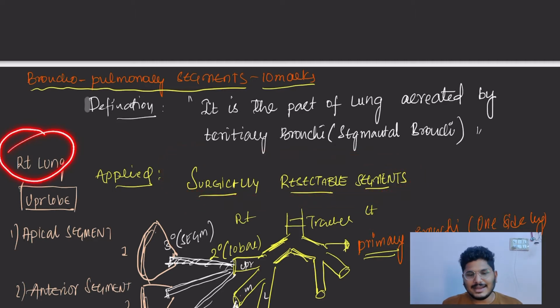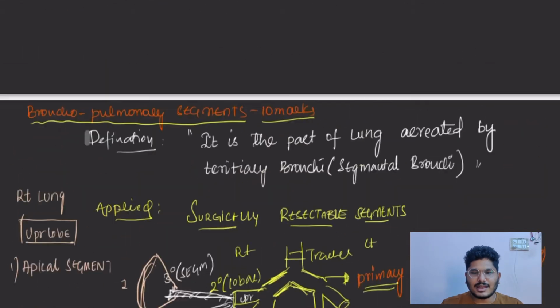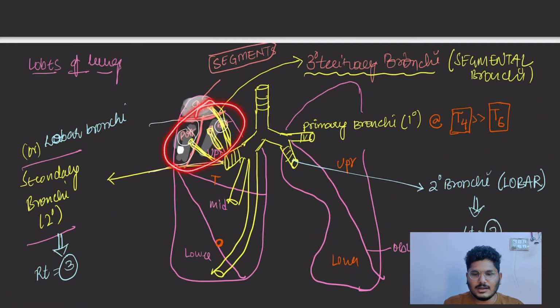So regarding the right lung, if we discuss the right lung, it has three lobes, 1, 2, 3. Each lobe has its own segments.